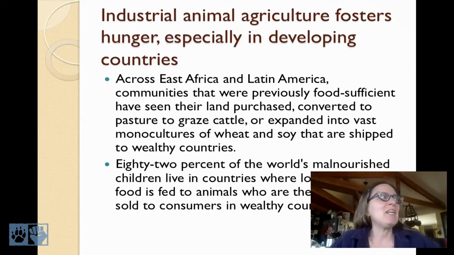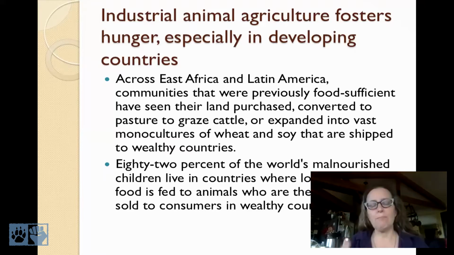It can make more people hungry. So one way that this has happened is that in developing areas, especially in East Africa and in parts of Latin America, communities that were previously food sufficient, they produced their own food on their own land. They have now seen that land purchased or sometimes expropriated, and it's converted into pasture to graze cattle, or it's converted into vast fields to grow wheat and soy that is then fed to cattle. And those meat products are mainly consumed in wealthy countries.